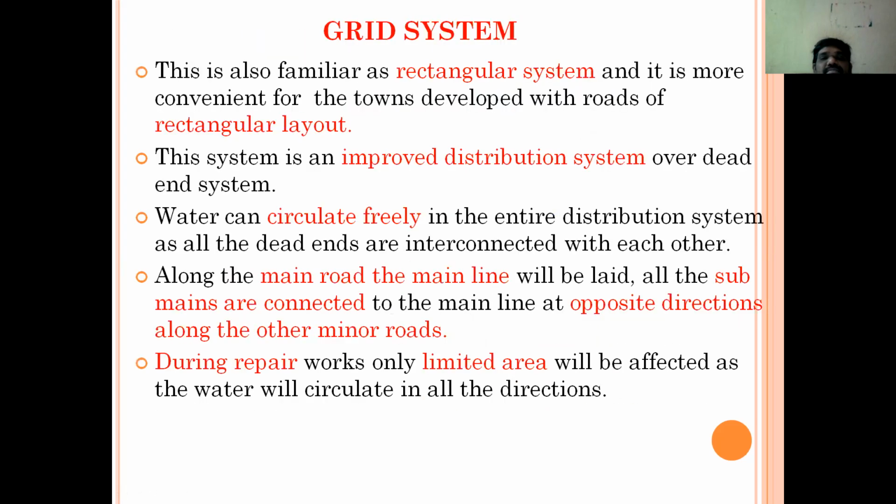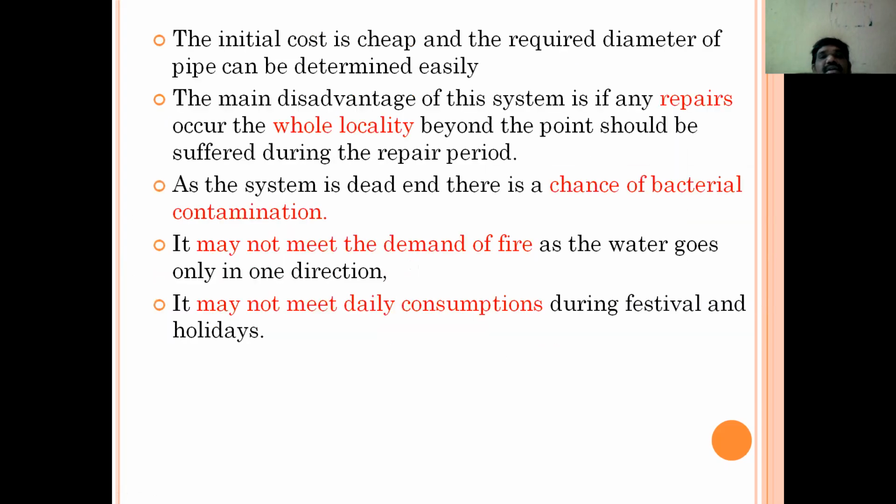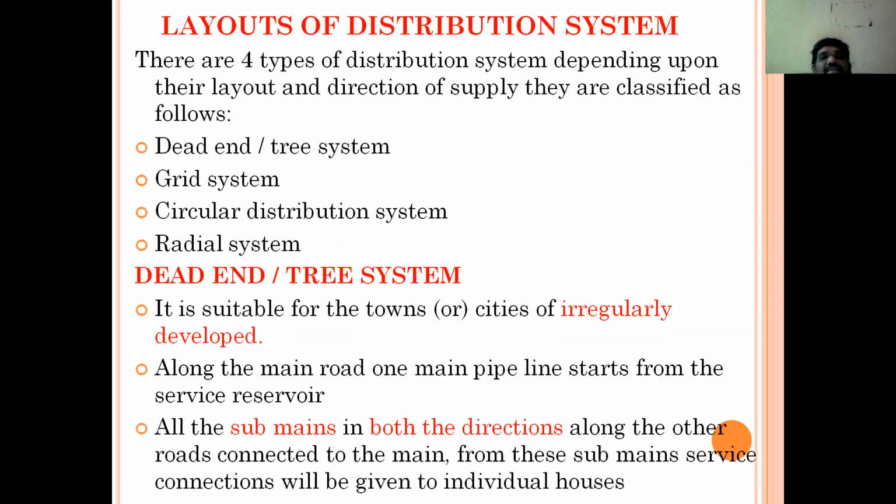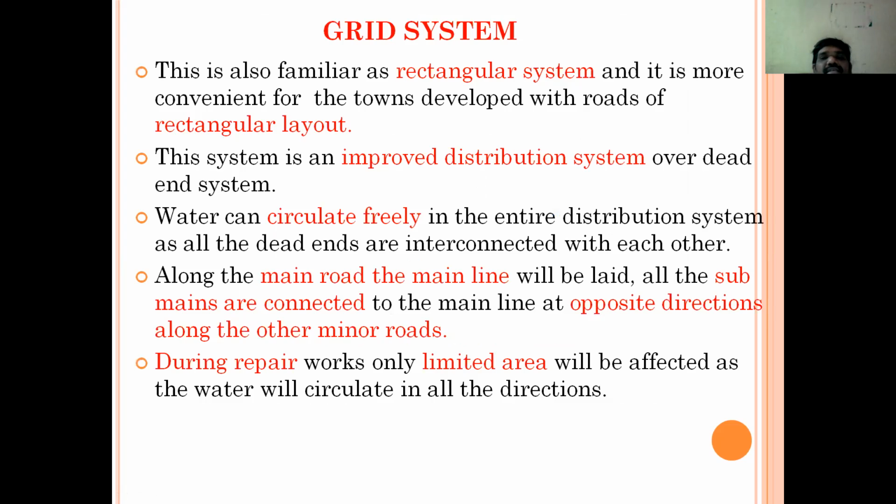The grid system is an improved distribution system over the dead end system. The first thing to keep in mind is that it is familiar as the rectangular system, whereas the other name of the dead end system is the tree system. The grid system, or rectangular system, is more convenient for towns developed with roads of rectangular layout.